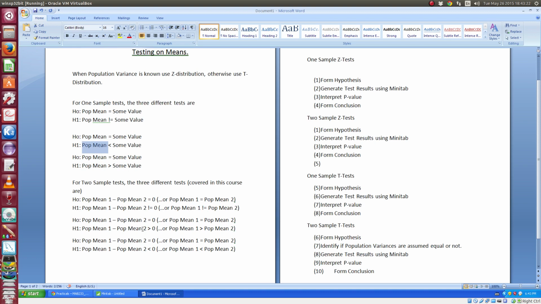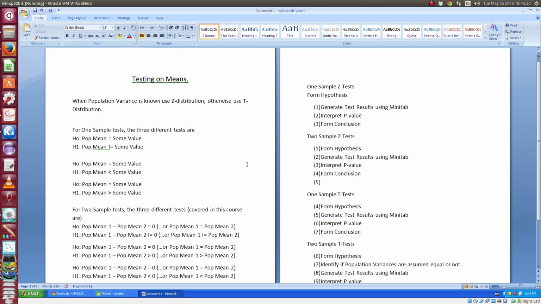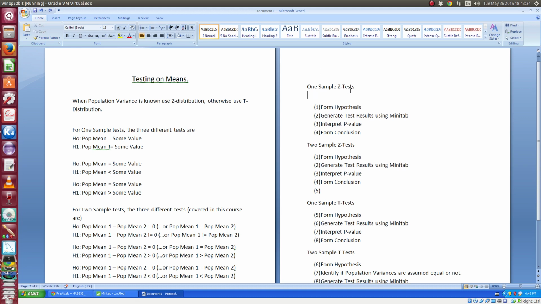When we extend it into the two sample, I'll go through those when we need to. So when we're dealing with a one sample test, the question becomes, when do we use a Z distribution and when do we use a T distribution? Well, it's a very simple rule. When the population variance is known, you use the Z distribution. Otherwise, we use a T distribution.